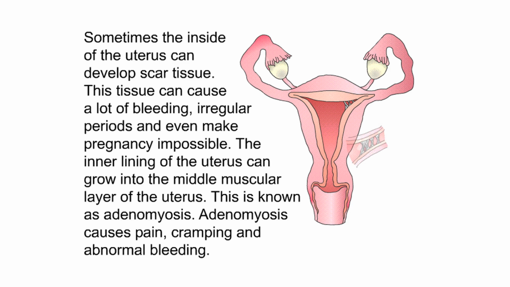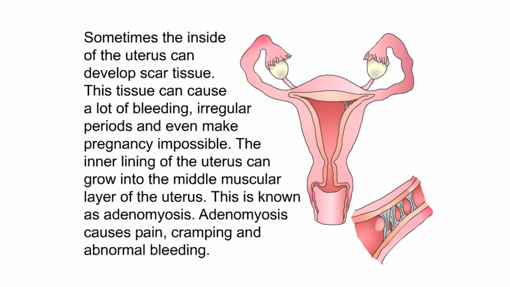The inner lining of the uterus can grow into the middle muscular layer of the uterus. This is known as adenomyosis. Adenomyosis causes pain, cramping, and abnormal bleeding.